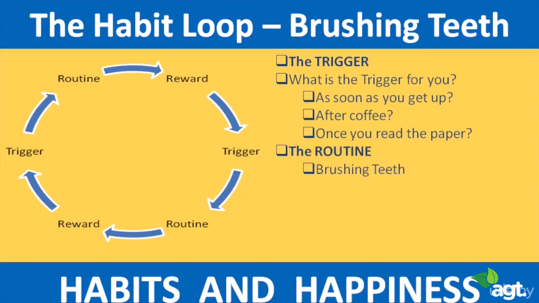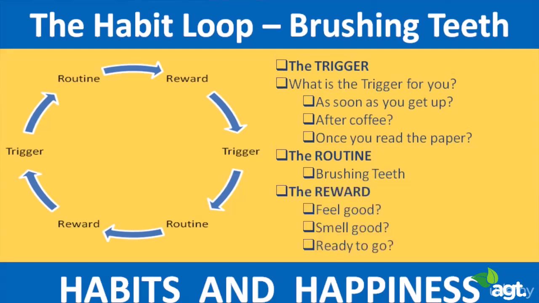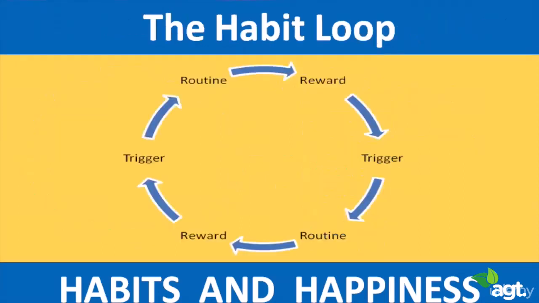So what's the next thing? Next thing is routine. What's the routine in this case? Easily explainable. In this case it is brushing your teeth. That is your routine. And then you get something called a reward. So your brain actually gets rewarded. In this case, you brush your teeth, that's your routine, right? And then your reward is you feel good, you smell good, you're just kind of ready to go, right? You feel really good, so that's your reward. And then so on. The next routine comes in, next trigger, routine, reward, and so on. That's the habit loop.